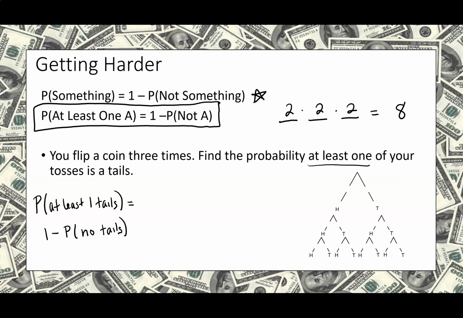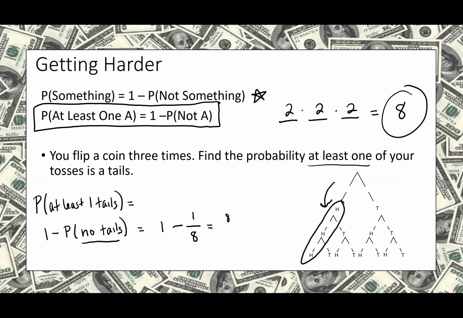Now, which one of these is no tails? Well, no tails would be only one situation. It would be the heads, heads, heads. So this is going to be equal to 1 minus the only situation where there's no tails is the heads, heads, heads. So that's one situation out of the 8. Now we need to make sure we reduce that fraction here, or combine like terms. We got 8 over 8 minus 1 over 8, and it gives us an answer of 7/8.